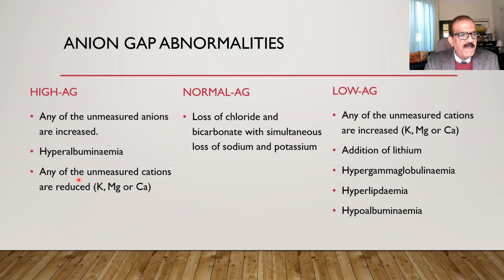Hypoalbuminemia. Since hyperalbuminemia is here, this is the opposite, hypoalbuminemia. There are so many conditions where there is hypoalbuminemia, like nephrotic syndrome, like cirrhosis, like hypoproteinemia due to malnutrition. In all these conditions, the anion gap may be low. So this is more or less a theoretical situation. But in the next slide, I will show you the clinical conditions where the anion gap is normal or widened.